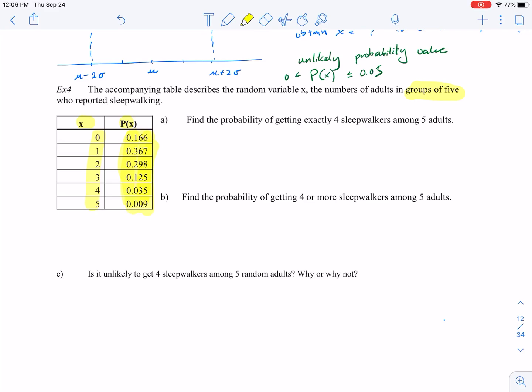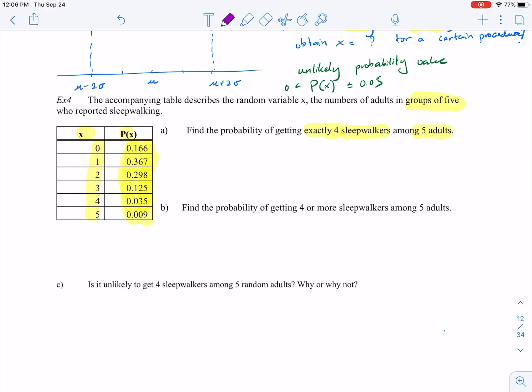Part A is asking for the probability of getting exactly 4 sleepwalkers among 5 adults. So this is saying, what would be the chance that, in any randomly selected group of 5 adults, exactly 4 out of 5 are sleepwalkers? And we look at this result here, and we say that's about 3.5%. So we say the probability of x equal to 4, or the probability of getting exactly 4 sleepwalkers out of 5, according to the table, is 0.035. So about 3.5%, right?